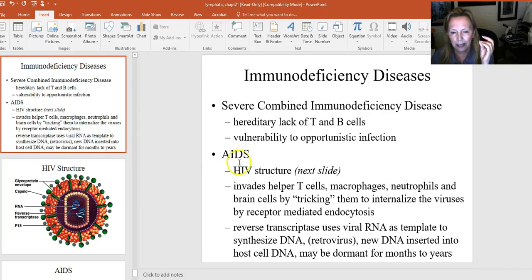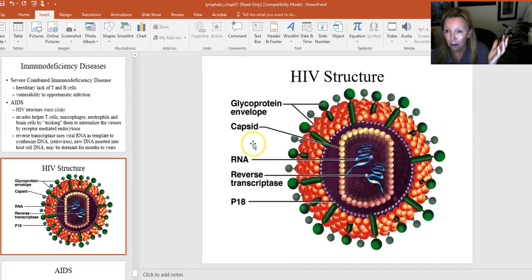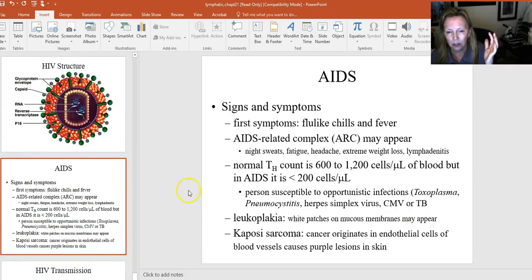So we understand that that is a secondary type of immunodeficiency disease. There are other viruses that can weaken your immune response that are secondary, but HIV gets a lot of attention because it is so prevalent, and in many areas it is still fatal and can cause issues.